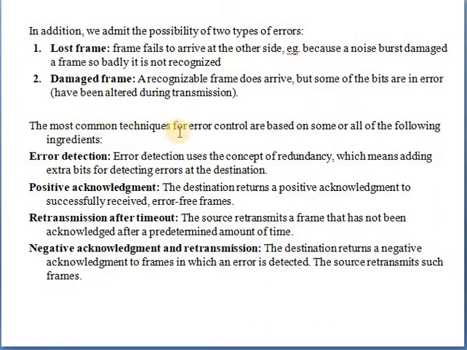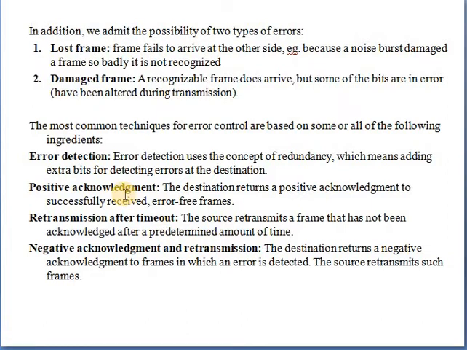The most common techniques for error control are based on some or all of the following ingredients. First is error detection, second is positive acknowledgement, third is retransmission after timeout, and fourth is negative acknowledgement and retransmission.